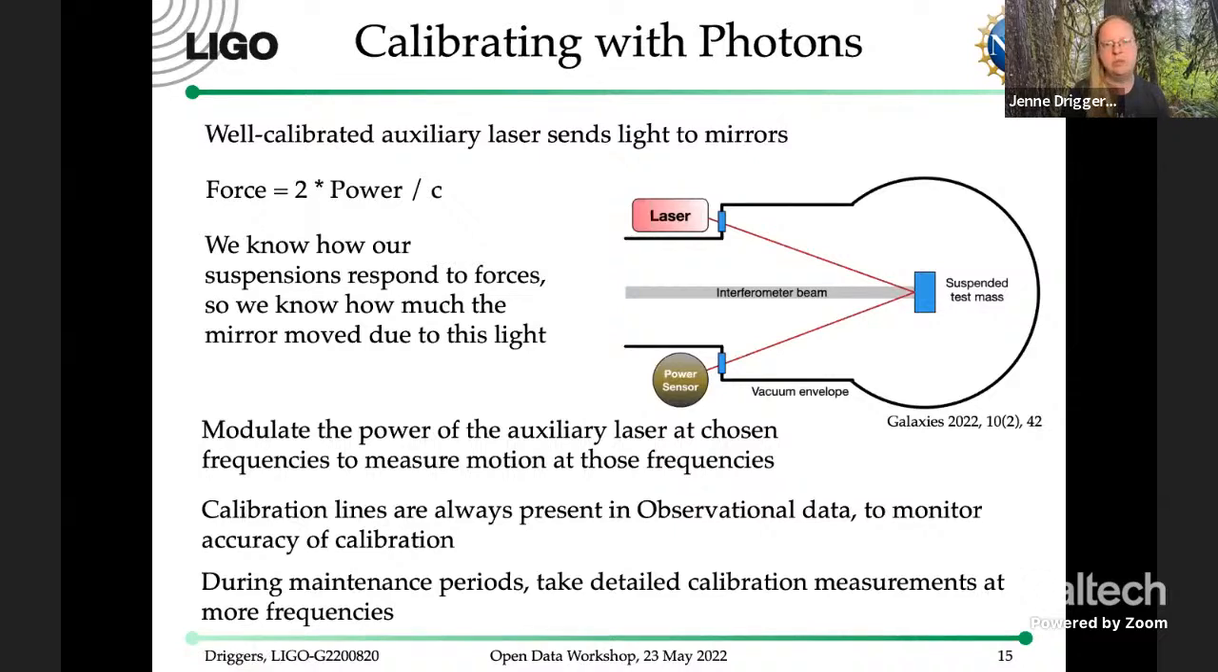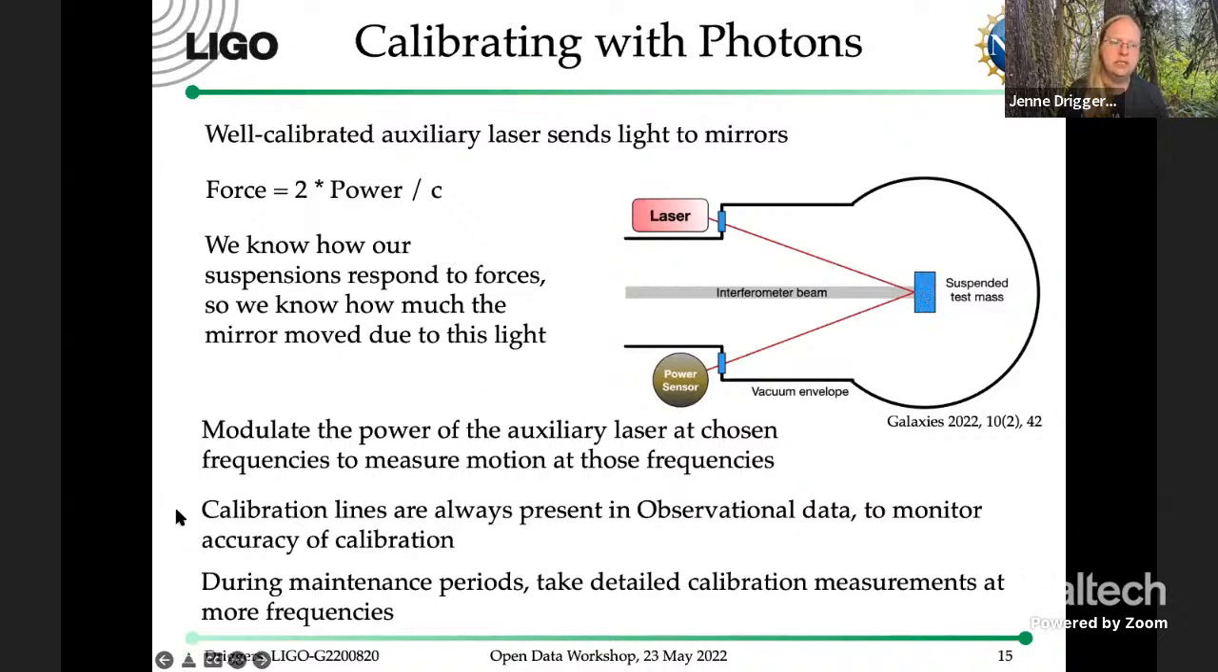So what we can do is modulate the power of this auxiliary laser. We can have it be more laser power, less laser power, more laser power, less laser power, and we can do that at a frequency that we choose. That moves this mirror at that frequency by a known amount. And so we can compare, as a function of frequency, what we know the mirror is moving to the data stream.